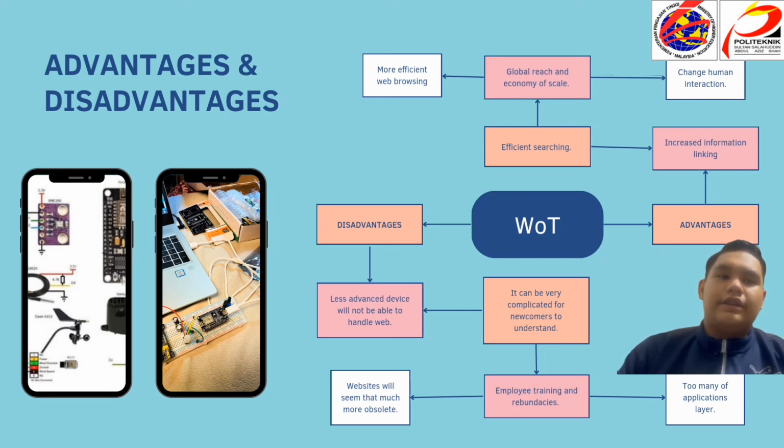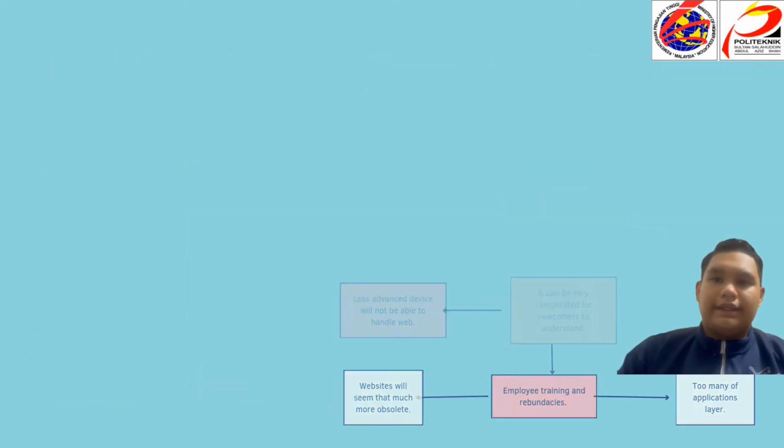Okay, the disadvantages. Less advanced devices will not be able to handle the web. It can be very complicated for newcomers to understand, like old people who know how to use a smartphone but not how to browse a web, and there is employee training and redundancies. Websites will seem much more obsolete, and last is too many application layers.